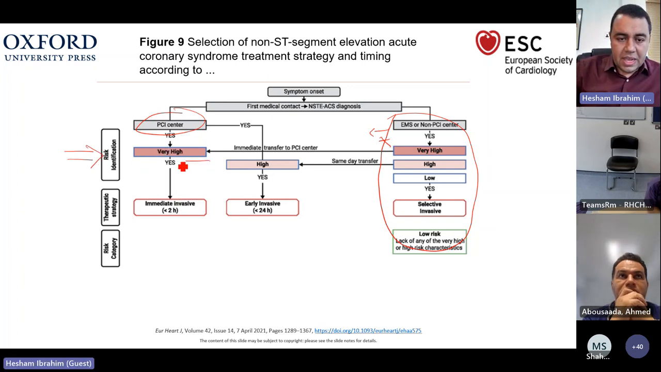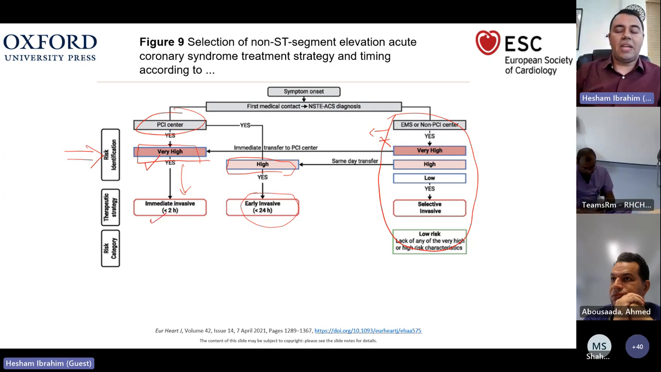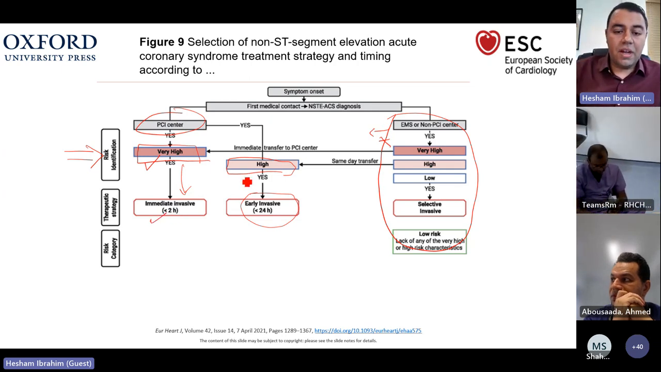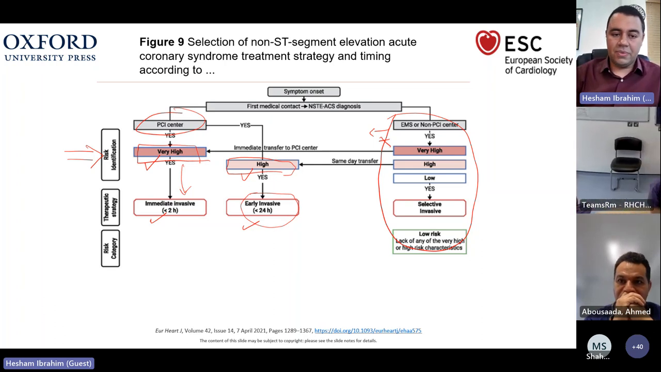If your patient is found to be a very high risk patient, then they need an immediate PCI within less than 2 hours. If your patient is found to be high risk, then they need an early PCI, early invasive treatment within less than a day, 24 hours. So it's all about the risk stratification here. Do you think that your patient is a very high risk patient? Then immediate activation to the cath lab. Or actually not a very high risk, it's just a high risk, then you go for an early invasive therapy. So admit with a plan to go to the cath lab within 24 hours. So it's all about the risk stratification.